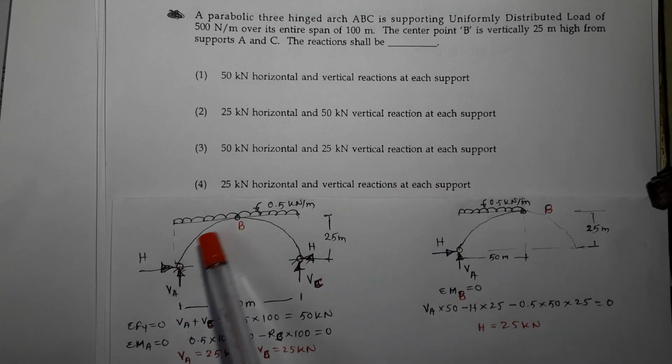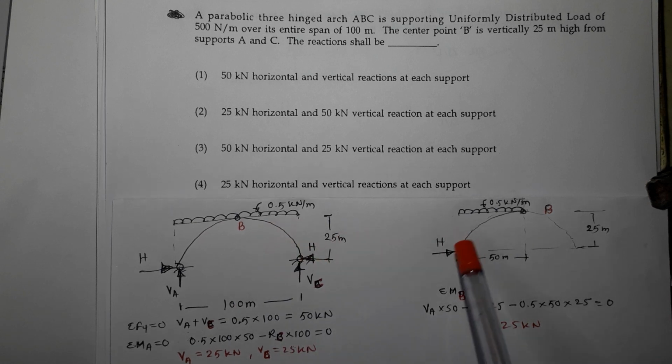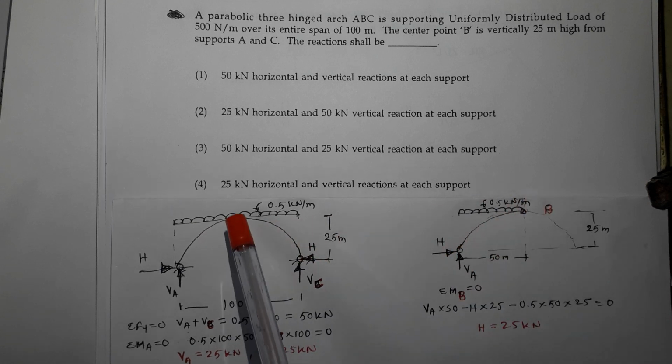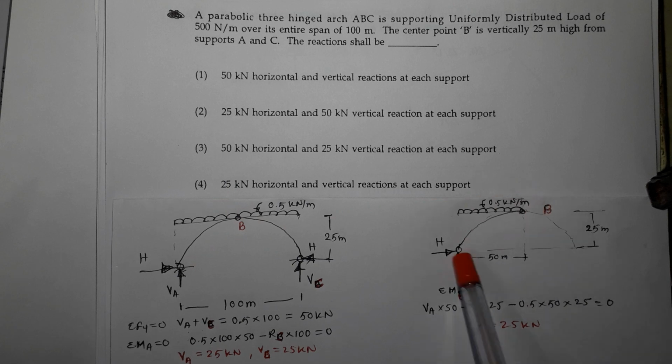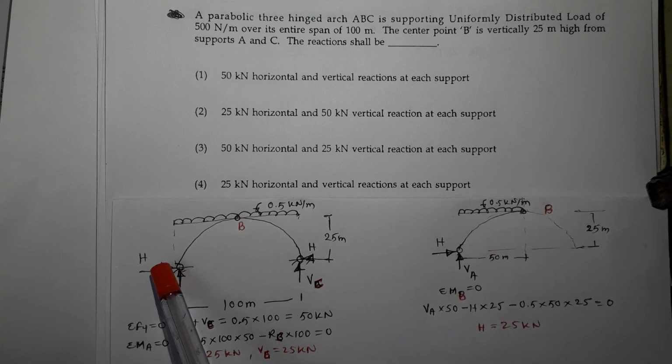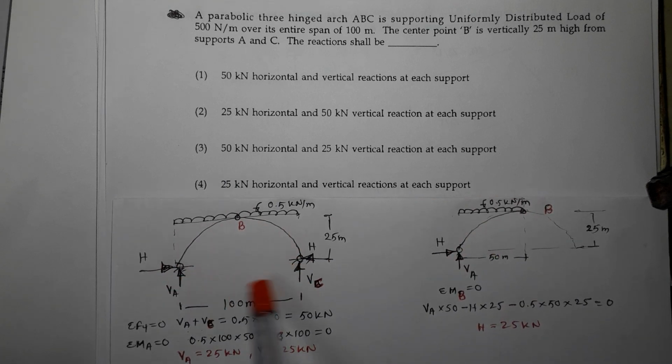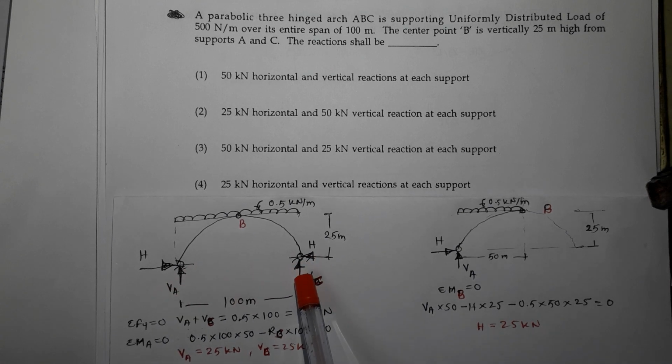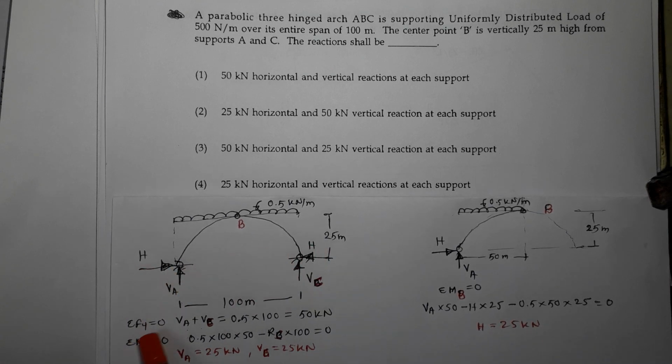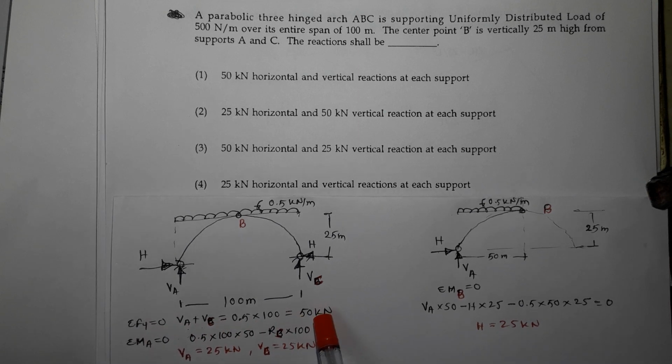Now in this case we will have to draw the FBD of the arch and the FBD of half the arch. Means we will have to cut the arch at the crown and consider the FBD of half arch. So considering the FBD of the arch, the reactions at supports have been shown as VA and VC. H is the horizontal thrust. Using summation Fy equal to 0, VA plus VC is equal to 50 kilonewton.